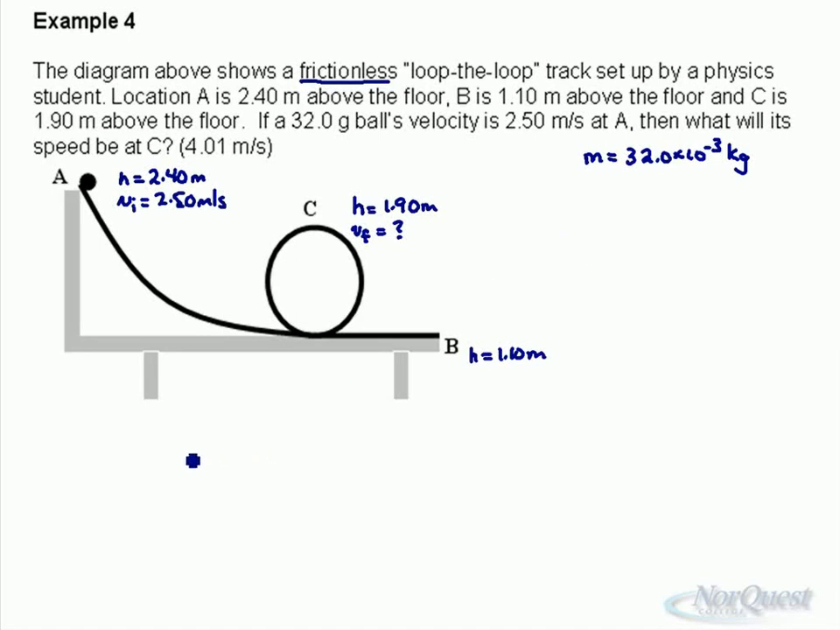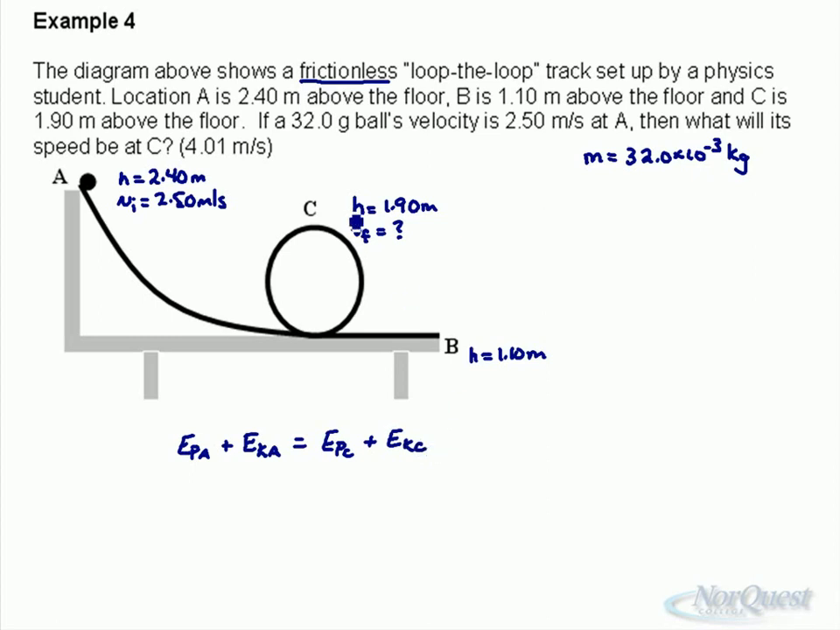Let's set up the total energy at A. At A, we have potential because we're above the ground. We have kinetic. So the potential energy, and I'm going to use a little subscript A, plus the kinetic energy at A, that's the total energy we have at A, is going to be equal to the total energy we have at C. Now at C, we have potential energy at C as well. Potential energy at C plus kinetic energy at C.